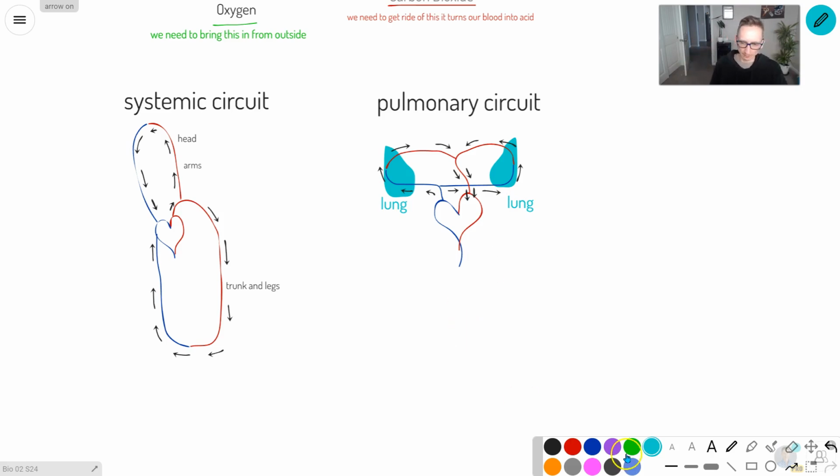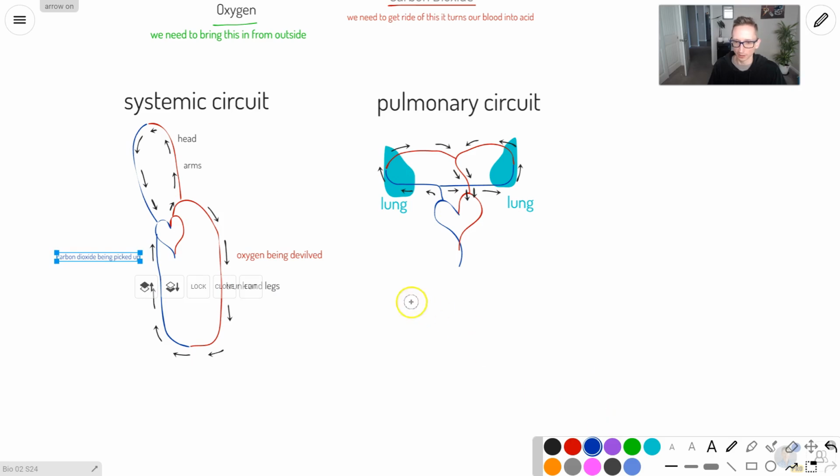So here, on this red side, we've got oxygen being delivered. And over here we have carbon dioxide being picked up, taken back to the heart.